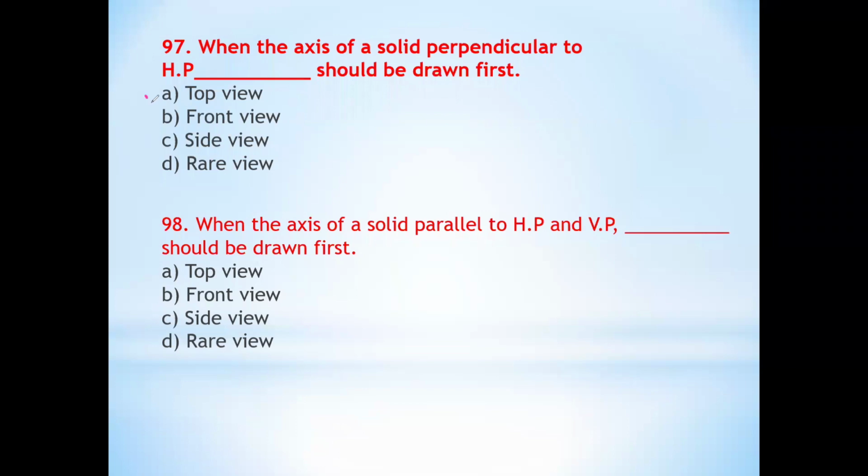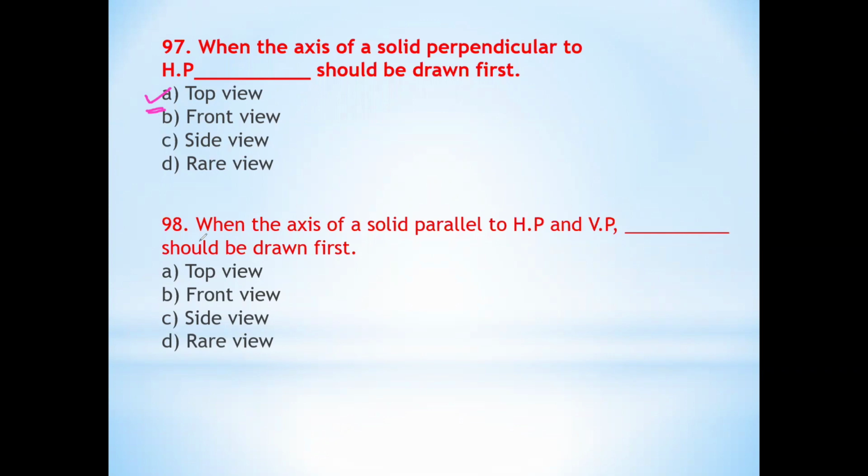So first, A, top view is correct, because we know that if the axis is perpendicular, again I will take the example of a cylinder. If its axis is perpendicular to HP, then we draw its top view first of all, so that we get a circle, and then we draw its front view as a rectangle. In the same way here, if the axis of the solid is perpendicular to HP, then we must draw its top view first of all, and then we can draw the front view.